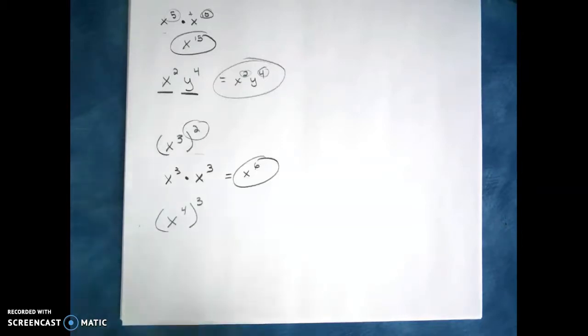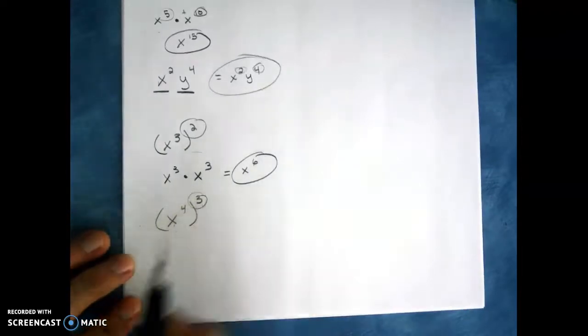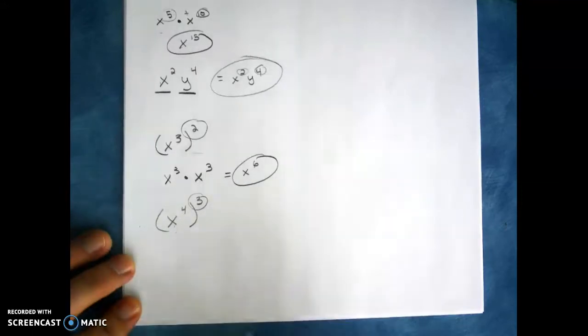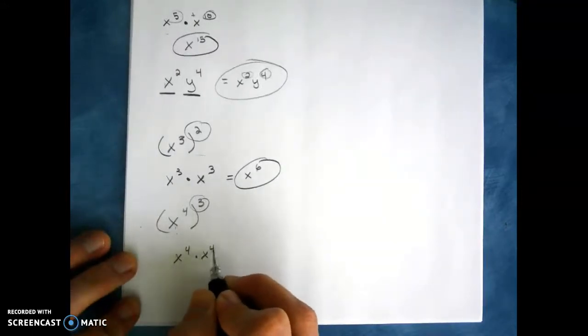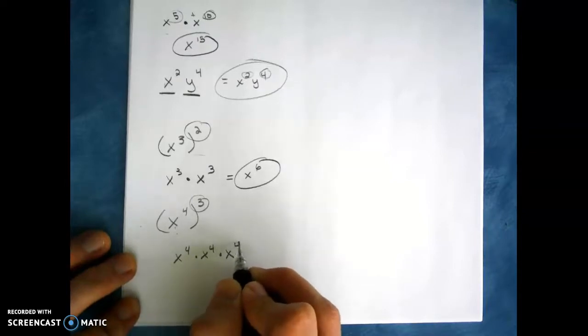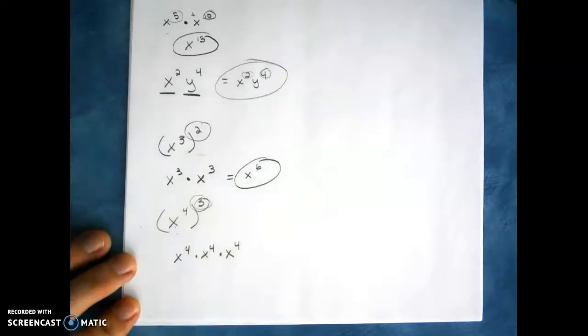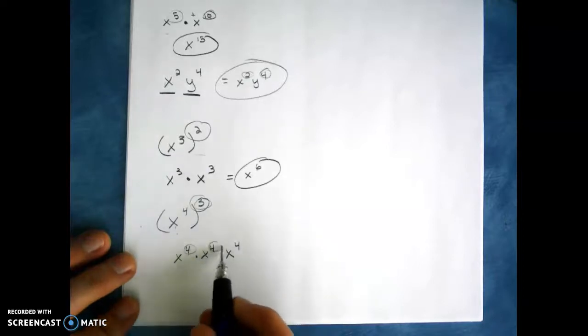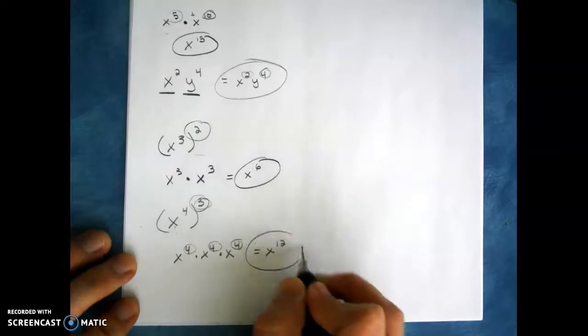All right, welcome back. So this one, x to the 4th, now we have to the third. So let's rewrite it. So we have x to the 4th times x to the 4th times x to the 4th. Right, because all this means is that we have 3 of whatever is in the parentheses. So we rewrite it as that we have 3. We add all of these together, so we get x to the 12th. And there's our answer.